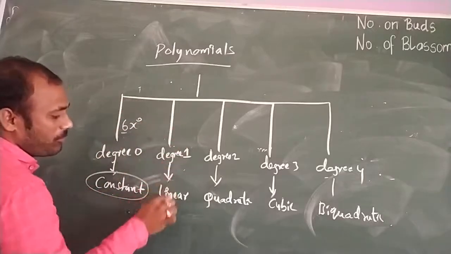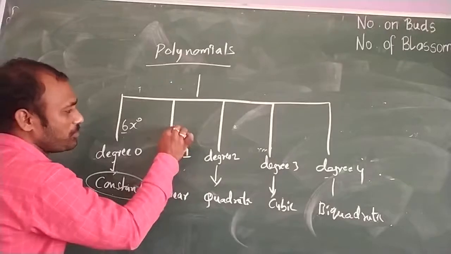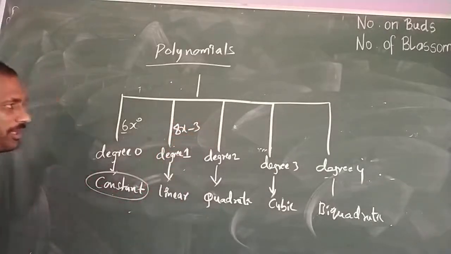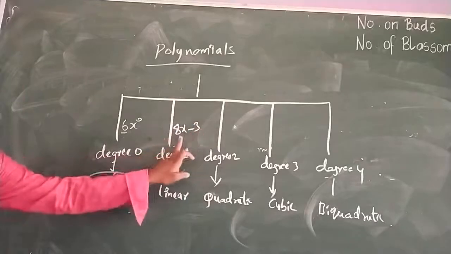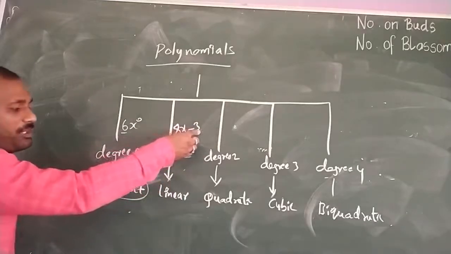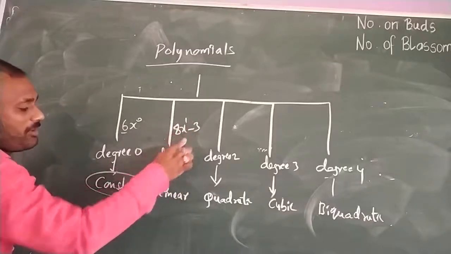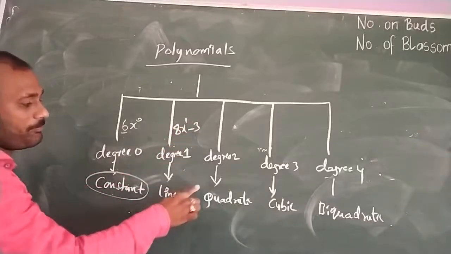Next, if we are going to call it a linear polynomial, the degree should be 1. So 8x minus 3. If we observe this polynomial 8x minus 3, it has the highest degree as 1. So this polynomial we are going to call a linear polynomial.